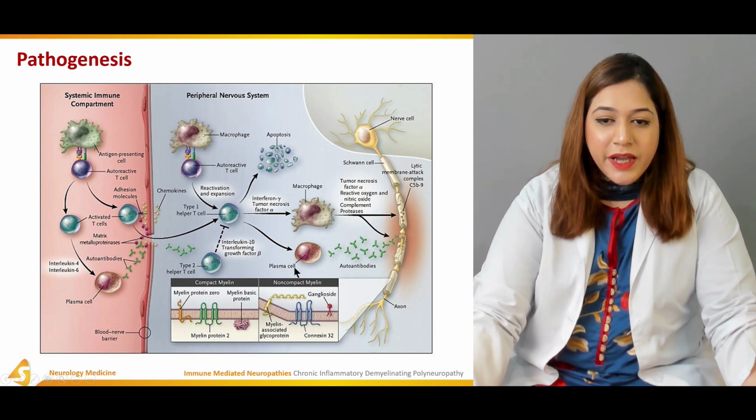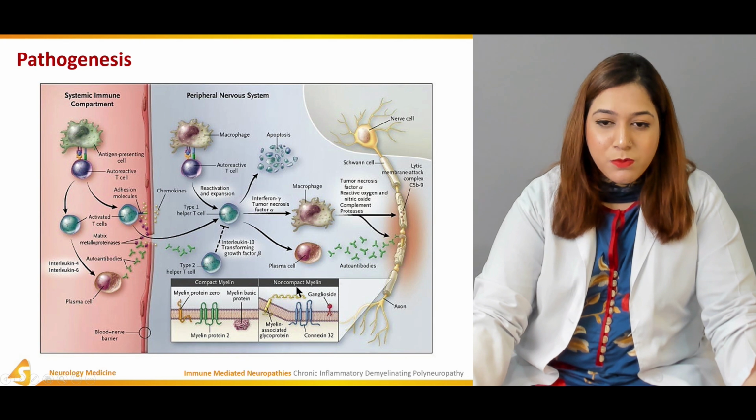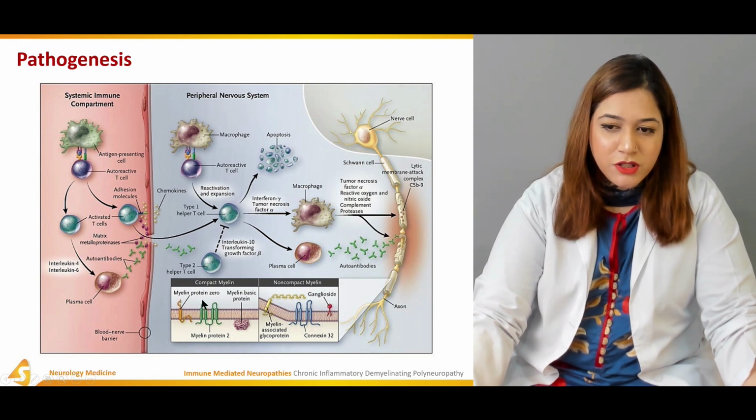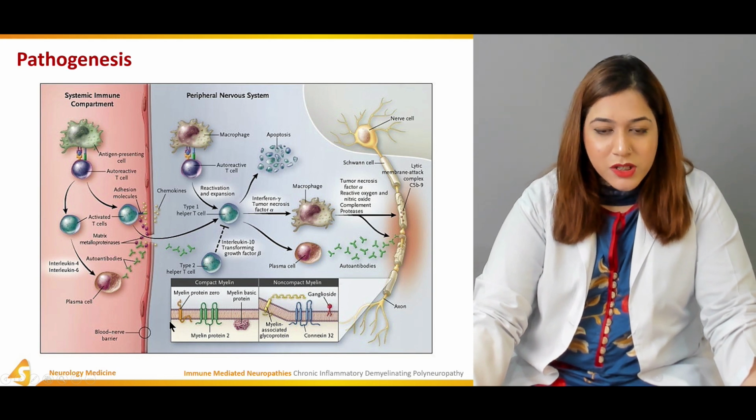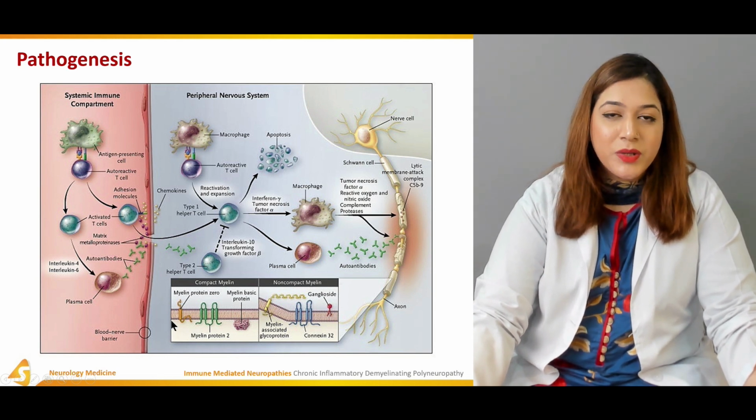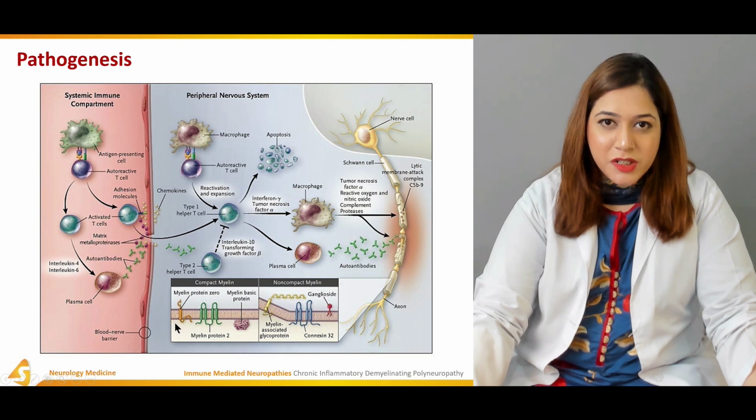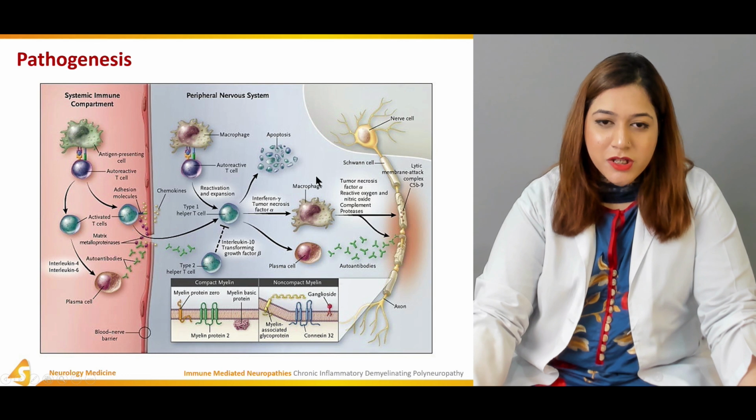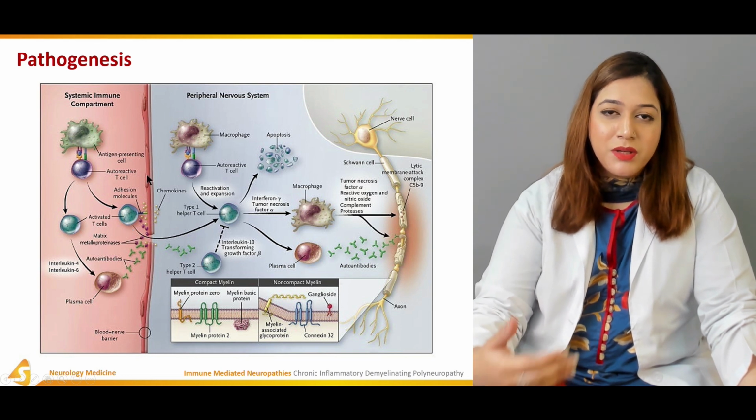In case of CIDP, the immune response usually attacks the non-compact myelin segment of the peripheral nerves. These molecules have been identified as the target antigens for antibody responses with varying frequencies in patients with this disease. So this was all the pathogenesis of CIDP.